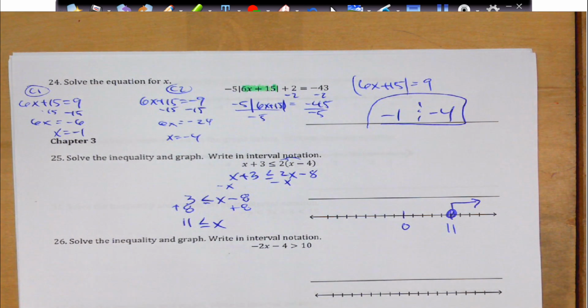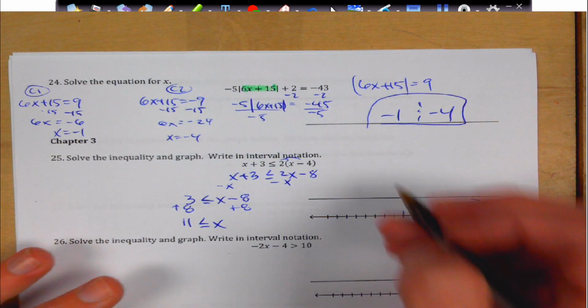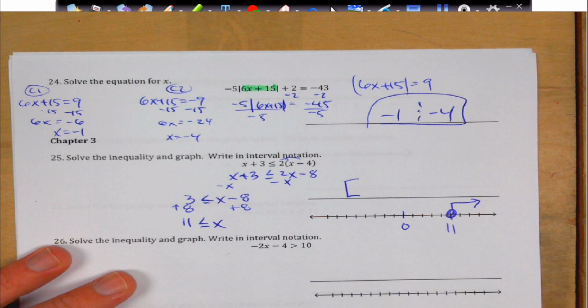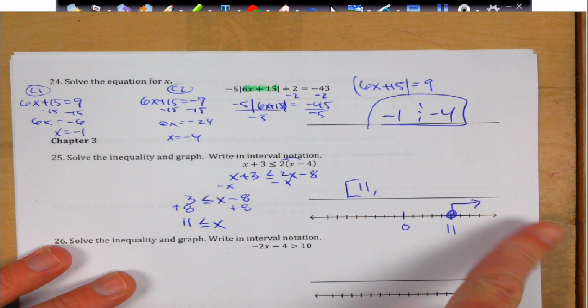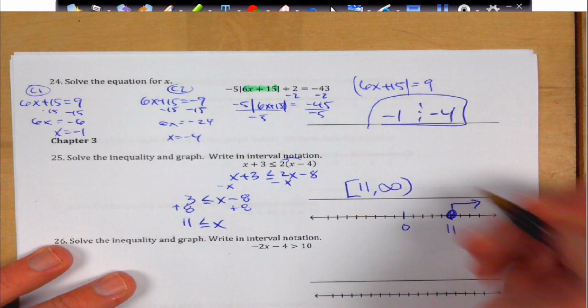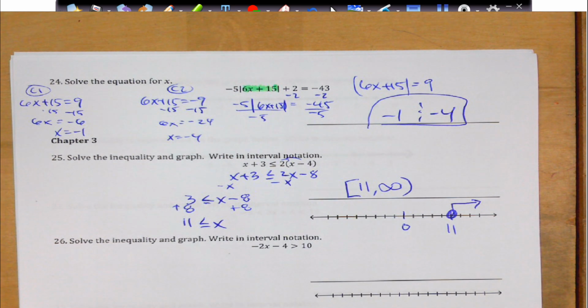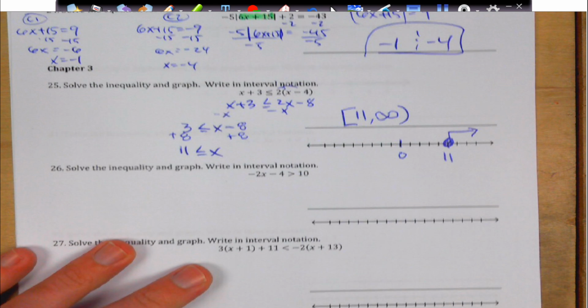Once you have the graph, it's actually easier to write interval notation. So we put a bracket when it's equal to, so we can equal 11. And then it goes on for infinity, and we put an open parenthesis. Okay? So it looks something like that. We'll do this again and again.